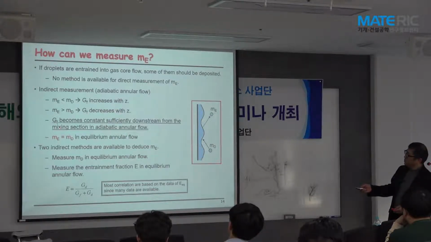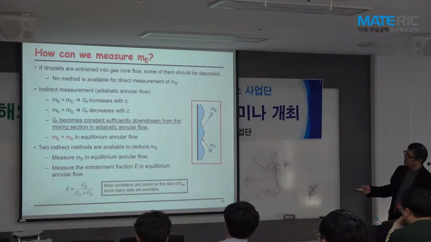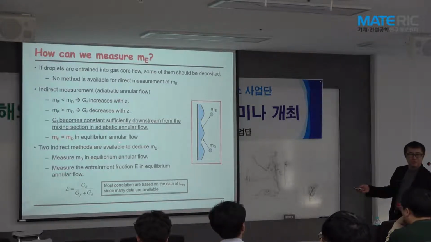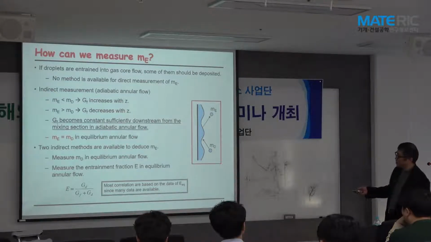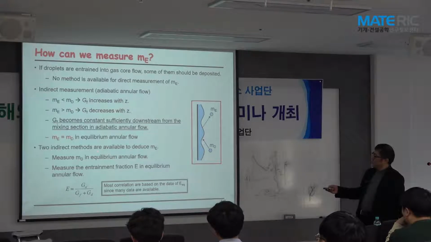And from the experiment, the film flow rate becomes constant sufficiently downstream from the mixing section in adiabatic annular flow. These are the facts. Therefore, we can assume that entrainment and deposition are equal in the equilibrium situation with annular two-phase flow. This is a basic principle. Therefore, two indirect methods are available.